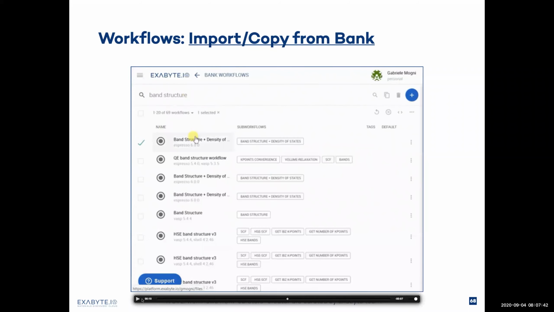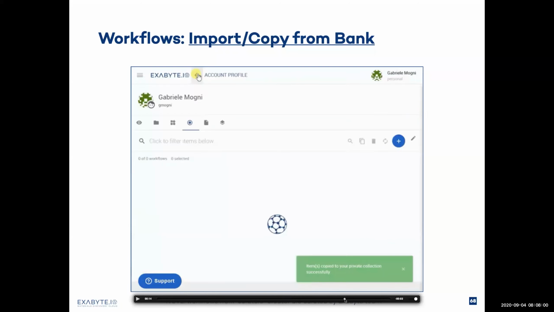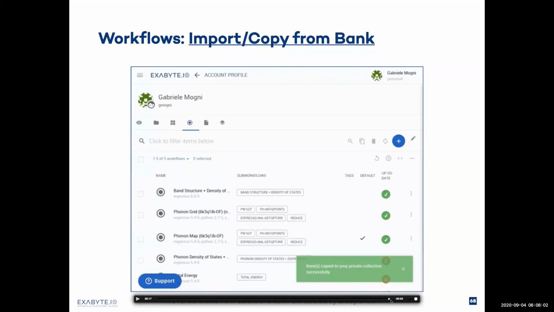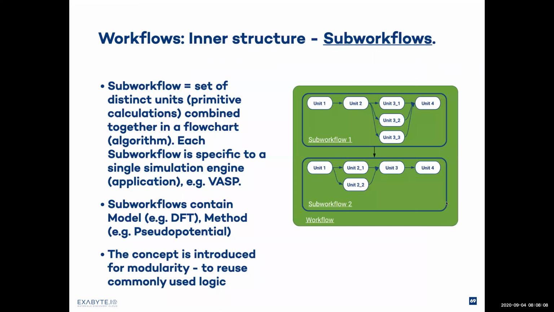For example, if I want to extract band structure, I would search for it, select the corresponding workflow, and we also demonstrate which application engines are used inside this workflow, like Quantum Espresso and what version. And I can click copy to copy that workflow into my account. And then after it's there, I can open this workflow inside the workflow designer to edit it.